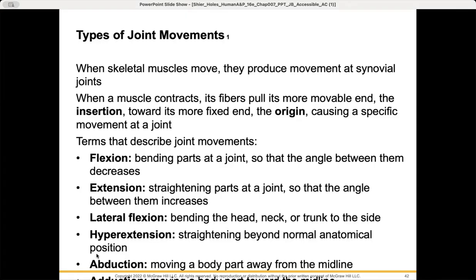We have abduction and adduction. Abduction, I like to think of that B as by, like see you later. Abduction is when you move a body part away from the midline, by. Adduction is when you move it towards the midline. I like to think of adduction as adding that part back towards the midline.